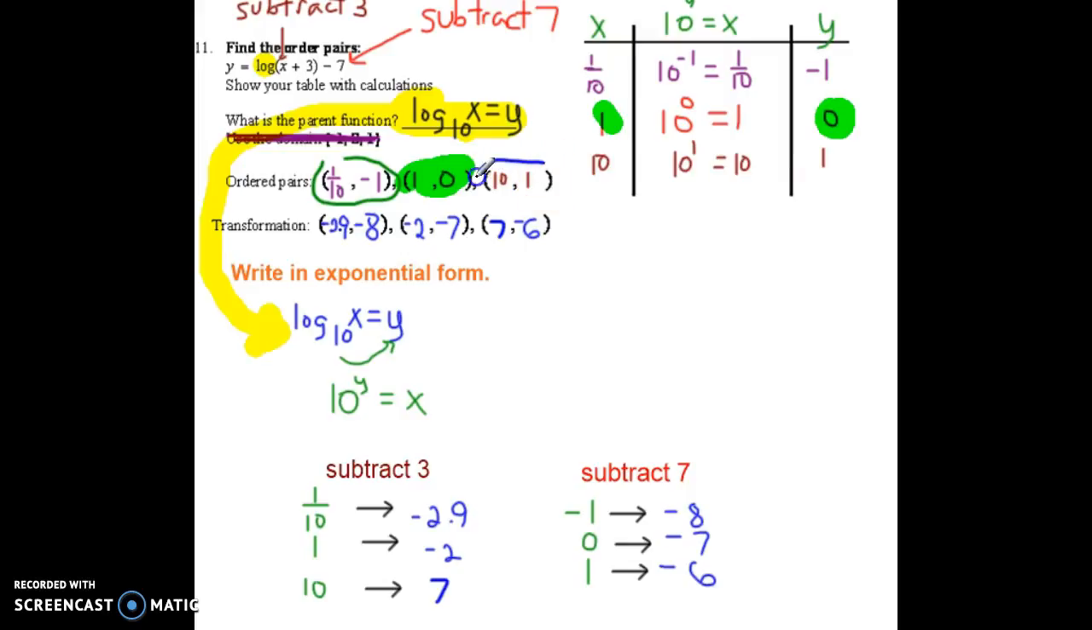So here's my points. Now my transformation on my x value, what makes a 0 is negative 3. So 1/10 minus 3 is negative 29/10. 1 minus 3 is negative 2. 10 minus 3 is 7. Now for my y values, it says minus 7. That's going to bring the whole thing down. So negative 1 minus 7 is negative 8. 0 minus 7, negative 7. 1 minus 7, negative 6.